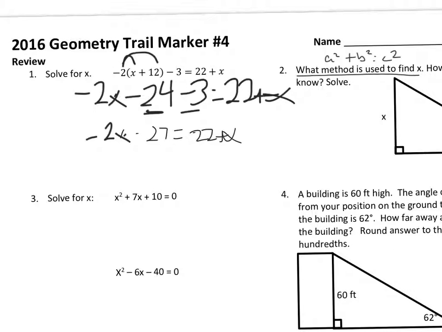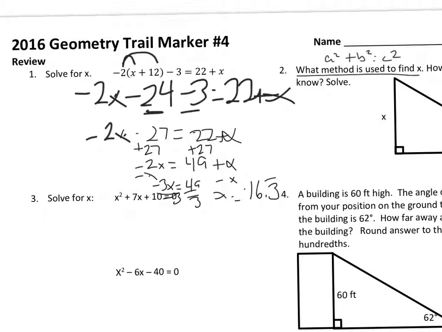And now let's bring the variables to one side, the constants to the other. So I'm going to add 27 to both sides. So I get negative 2x equals 49 plus x. I'm going to subtract x from this side, so I get negative 3x equals 49. And then divide by negative 3. And you could leave it as a decimal or a fraction. So as a decimal, it comes out to negative 16.3 repeating, or negative 49 over 3.